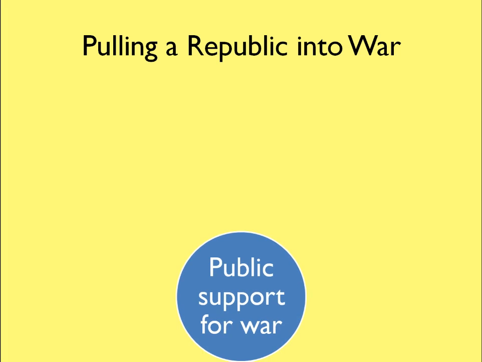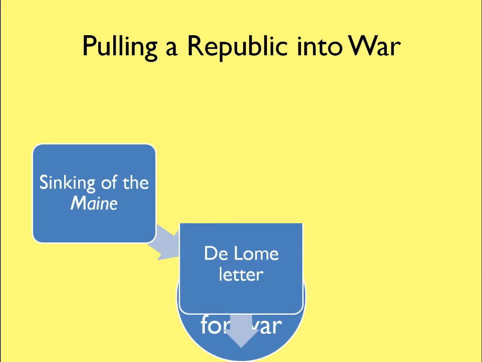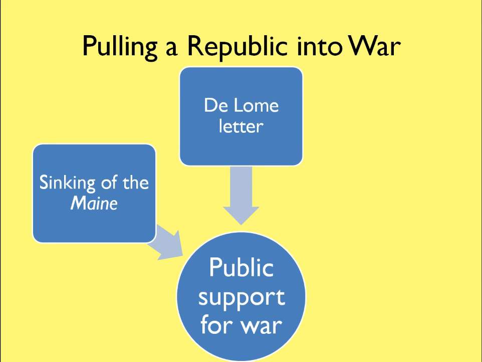How are we going to get the public to support the war? Well, the sinking of the Maine certainly helped. And the De Lôme letter. This was a letter from the Spanish ambassador to the United States, De Lôme, to the Spanish foreign minister, which criticized President McKinley and called McKinley weak. And this had been intercepted by the Cuban insurrectionists, and they had very quickly made it known to William Randolph Hearst, and it got published in the American newspapers.